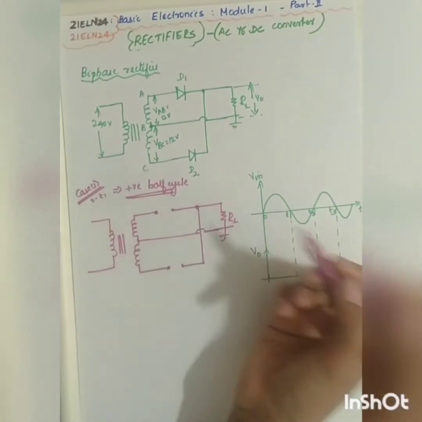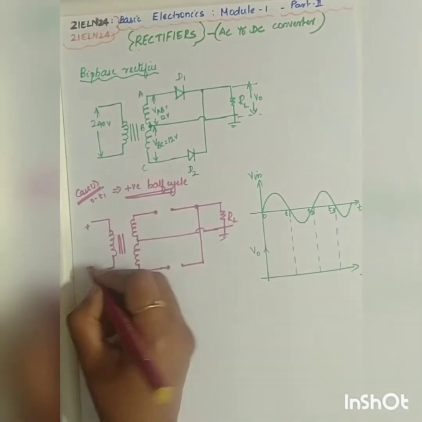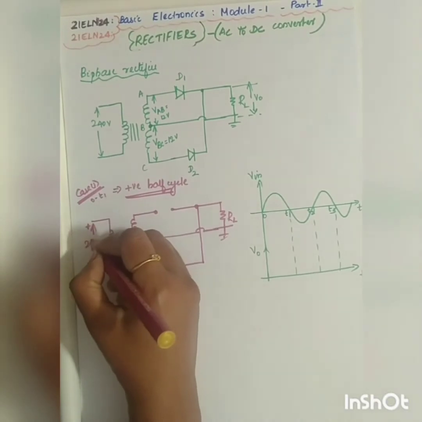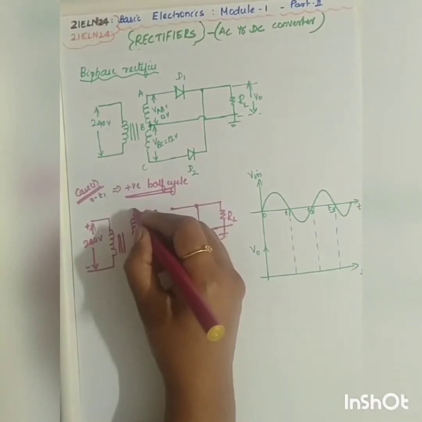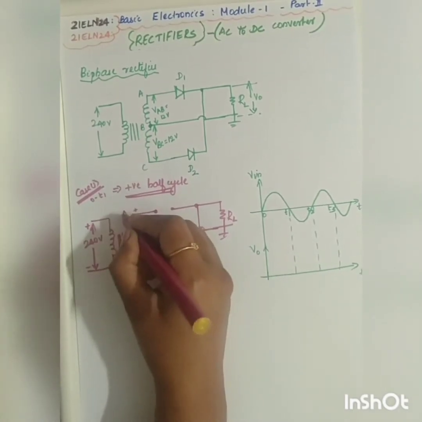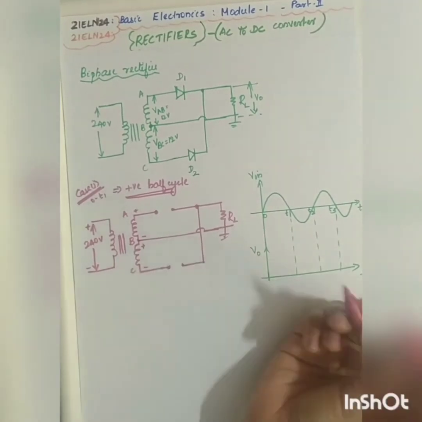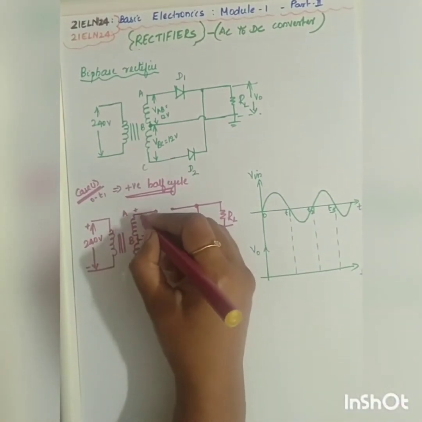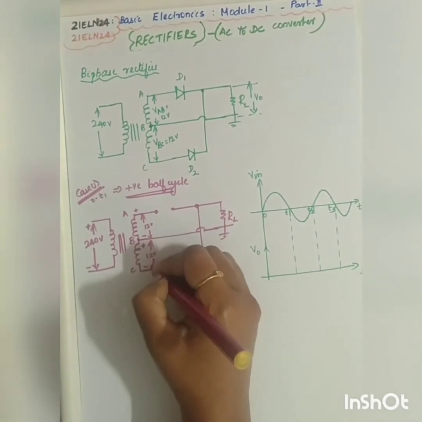Now, during the positive half cycle, what will happen? Positive, negative. This voltage is going to be 240 volt. So what will be the voltage here? If I take it as A, B, C, positive, negative, here it will be positive, negative. So the voltage here will be 12 volt. Similarly, the voltage here will also be equal to 12 volt.